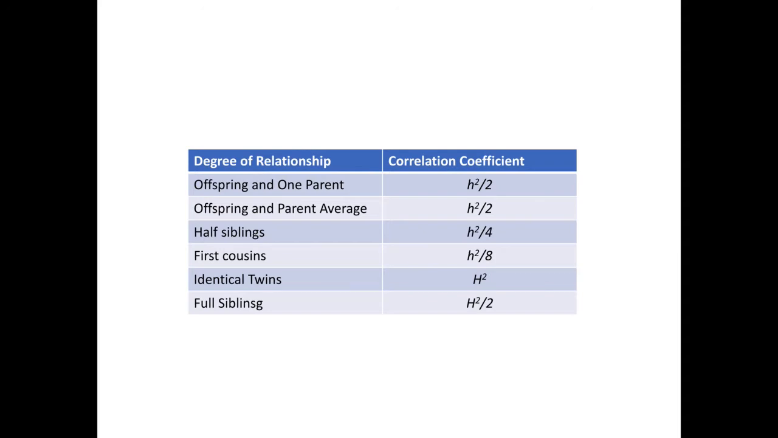But this approach can be used. And you don't need to worry about the exact details of these numbers, but I'm showing this table to basically indicate that by measuring correlations between relatives and then doing these sort of additional calculations, one can estimate narrow sense heritability.